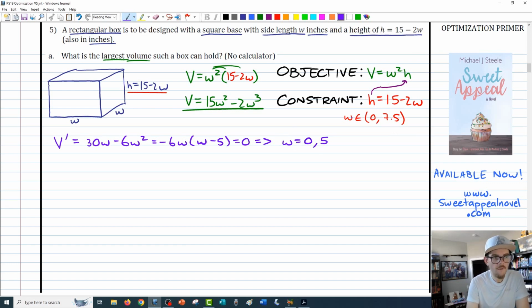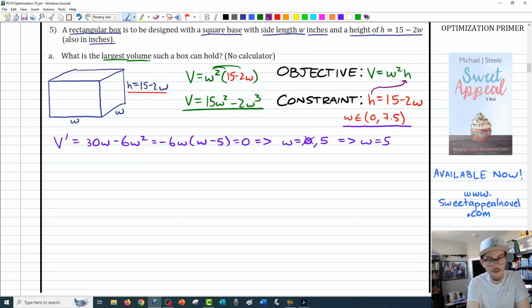But we already established that w really can't be 0, because if w is 0, this box wouldn't be a box at all. It would just be a flat piece of paper, which does not work in our case. So we know it can't be 0. That leaves us only one critical number, which is pretty awesome. So basically for us, the only candidate that we have here for the maximum volume is going to occur when w equals 5.